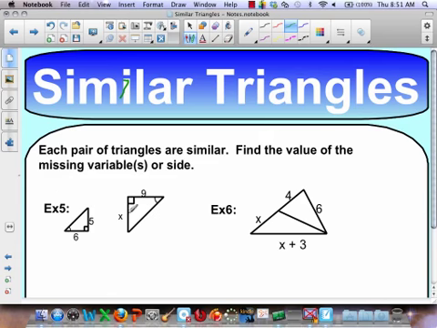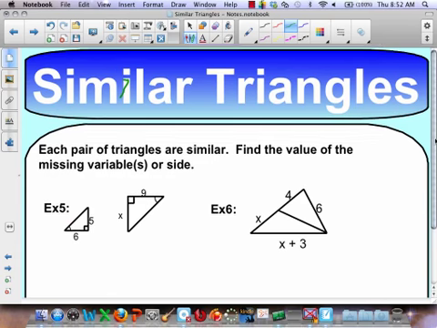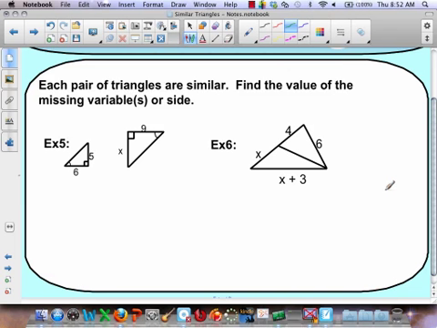Now I want to show you how we use this in solving problems. We take a look at number 5. We can see that we have two angles that are congruent, so therefore it's going to be angle-angle. But what I'm really interested in is how to solve for x. The most difficult part here is going to be lining up your corresponding parts. So what corresponds to what?